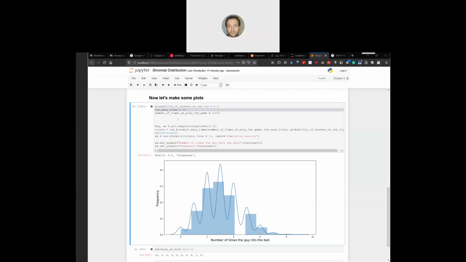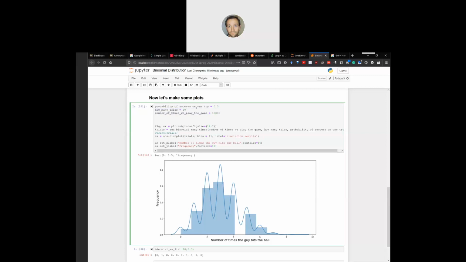Question now. Okay. So there's 3 numbers that we're playing with to look at this graph. This one, the number of times you play the game, is how stable the graph is. This first number is how shifted the graph is to the left or to the right. So we have one more number left, the number of tries.